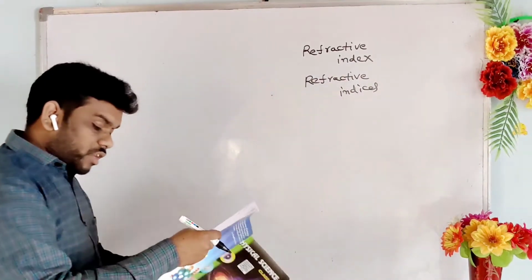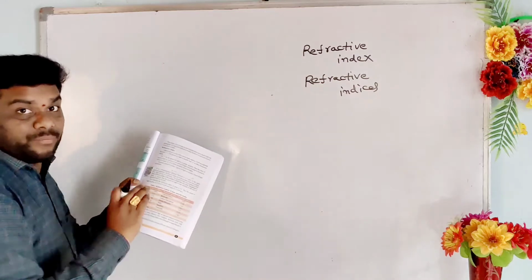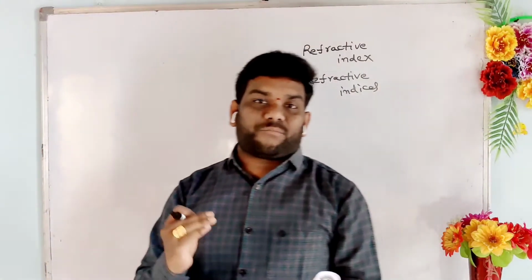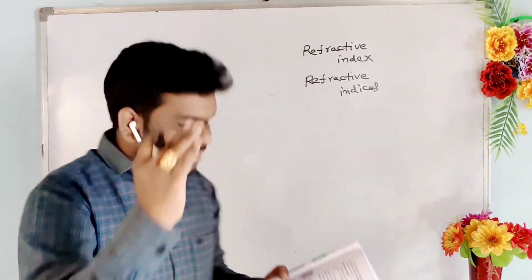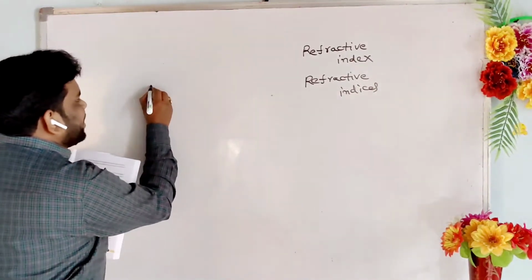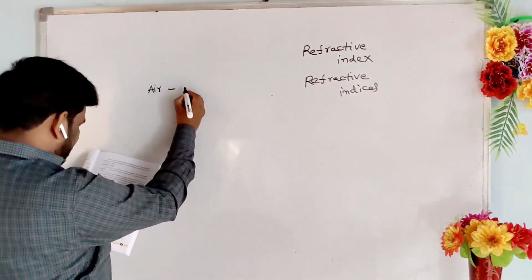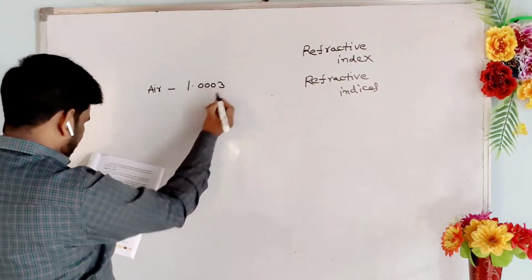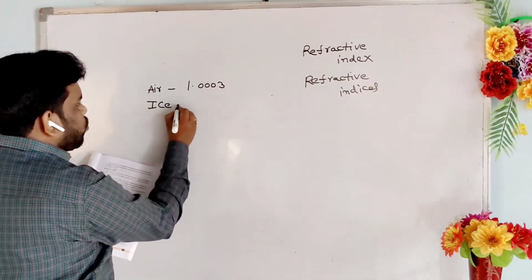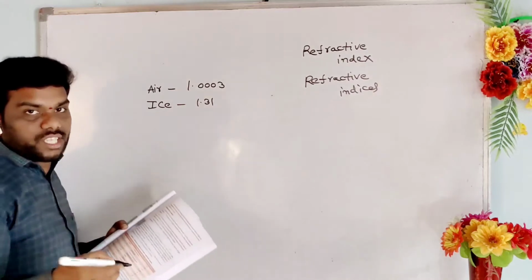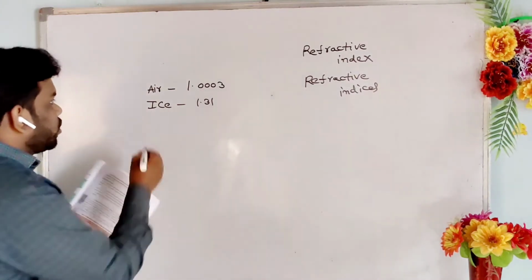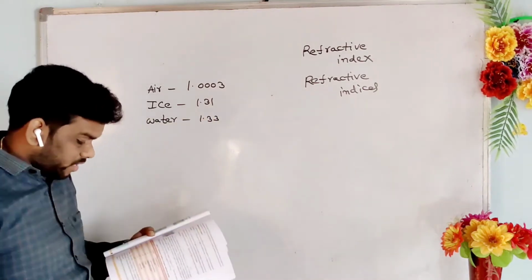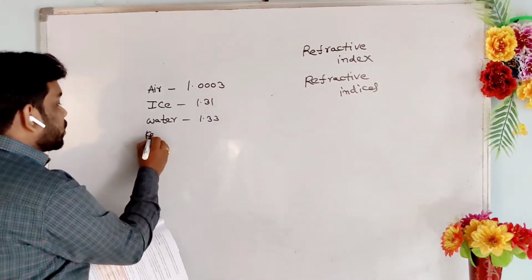In our textbook there are many values. I will write on the board only some important refractive index values. Let us start. First, air refractive index is 1.0003. Ice is 1.31, which is also given in our textbook. Water is 1.33. And kerosene is 1.44.